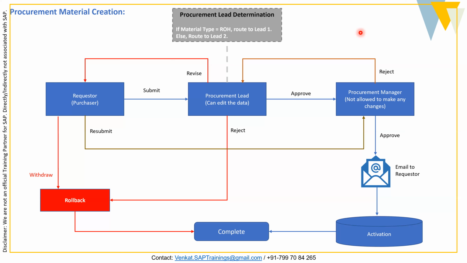Venkat, for middle type or OH, is it still considered a three-step workflow? This is dynamic agent, not dynamic workflow step. Just determining the procurement lead, not determining the step. Okay.